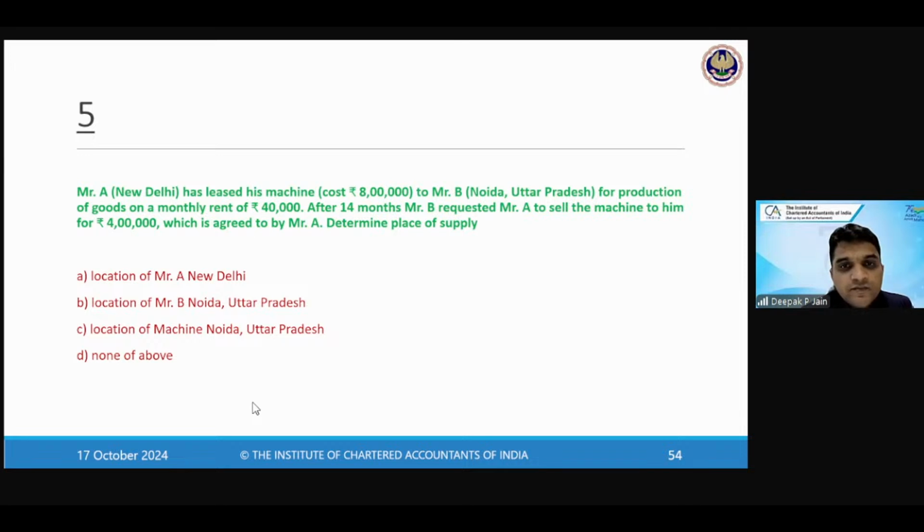Okay. So many people are saying it is B because of the location of Mr. B. Location of Mr. B in case of goods is not relevant. Location of the person is not important. In case of supply of goods, where the goods are located, that is important. Correct? That is what we had discussed, that where the supply does not involve movement. Here the supply is not involving movement because the machine is already there with Mr. B and that was there at Noida. So the place of supply will be the location of that machine, which is Noida. So the answer is C.